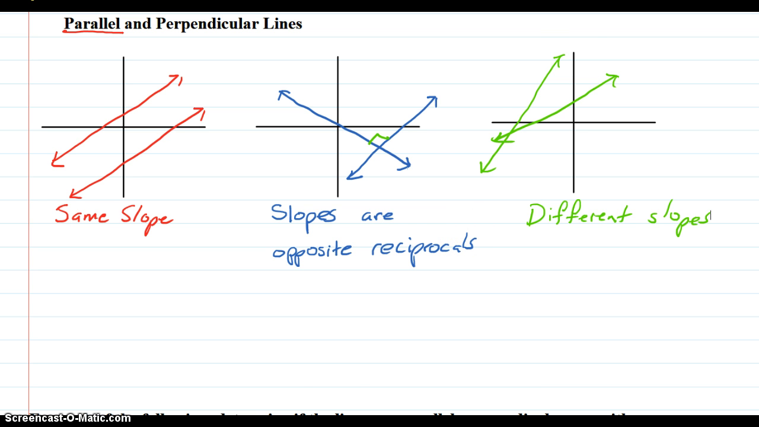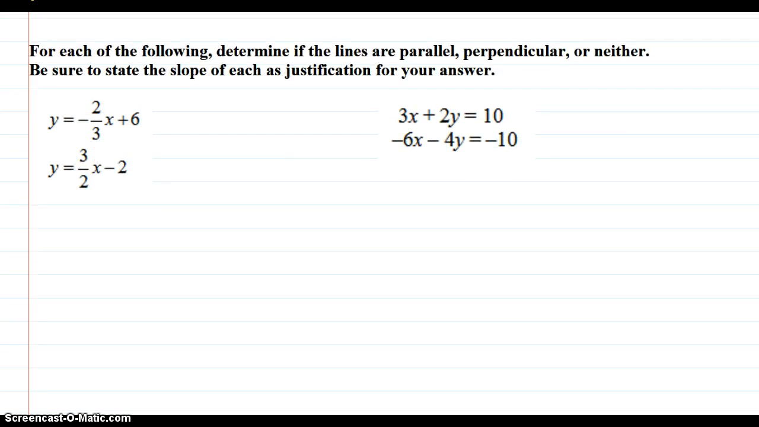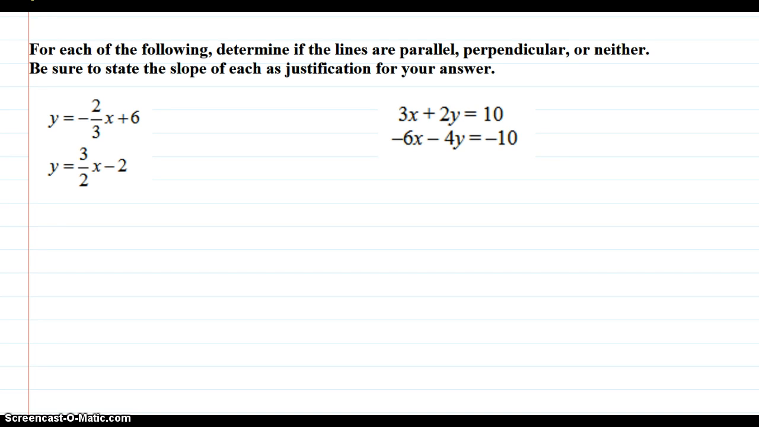Alright, so let's look at an example. For each of the following, determine if the lines are parallel, perpendicular, or neither. Be sure to state the slope for each as justification. So, first, these two equations are already written in the form of y equals mx plus b. And what we care about for looking for parallel perpendicular is the m, because the m, the slope, will tell us what the lines are doing.